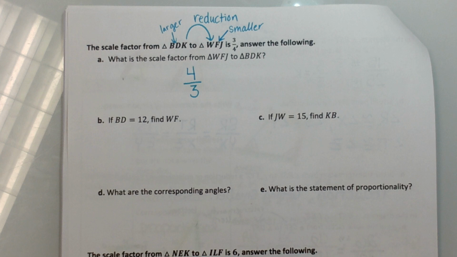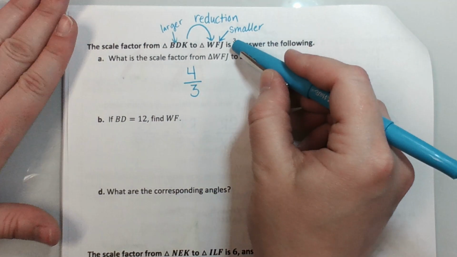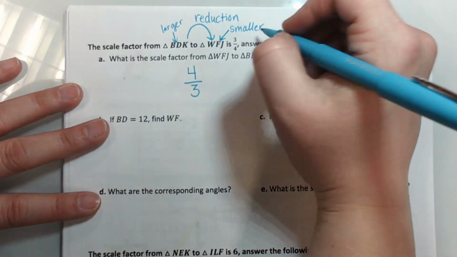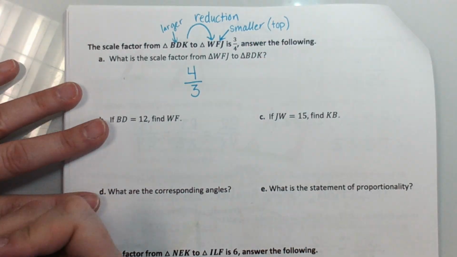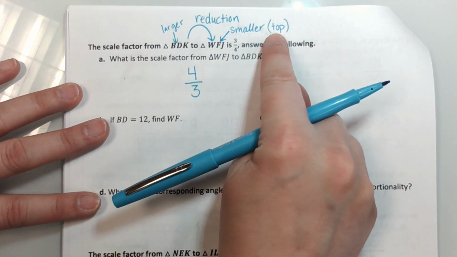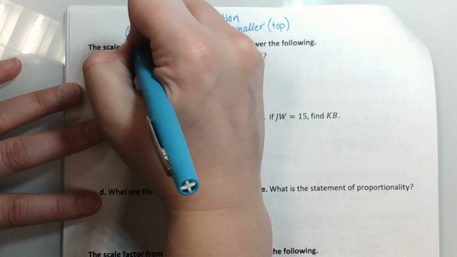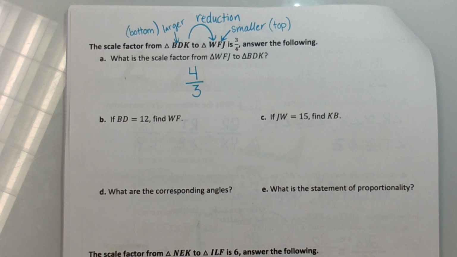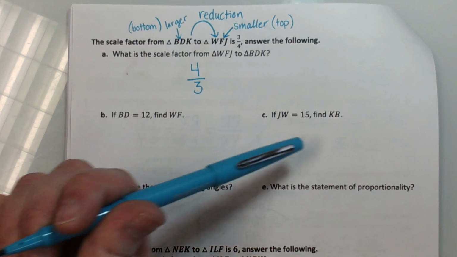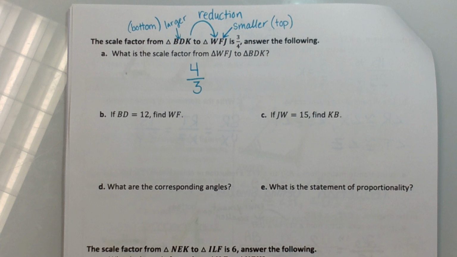Now, why this is helpful to know is because we have the ability to solve for missing side lengths, provided we know which way this fraction goes. By knowing that this is a reduction, and therefore this is the smaller shape, this shape's side lengths got put on the top of the fraction, while this one got put on the bottom. That can be helpful for questions like B and C, which is the last two things we're doing.